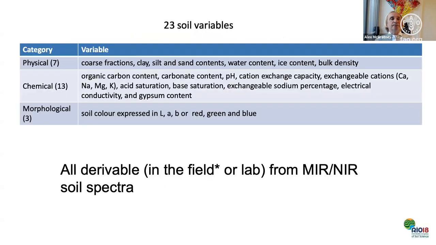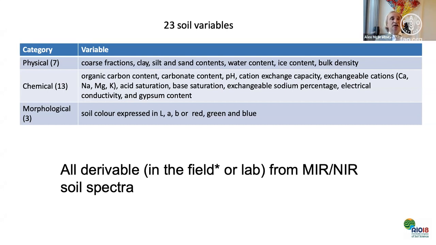Next slide. And of course, we've been working on some examples, and my updated slides had a reference here, but there are 23 soil variables that we can use to build a global system. And most of these, if not all of them, are derivable in the field or lab from MIR or NIR soil spectra. So we can really get most of the information that we need for soil classification from the spectra.